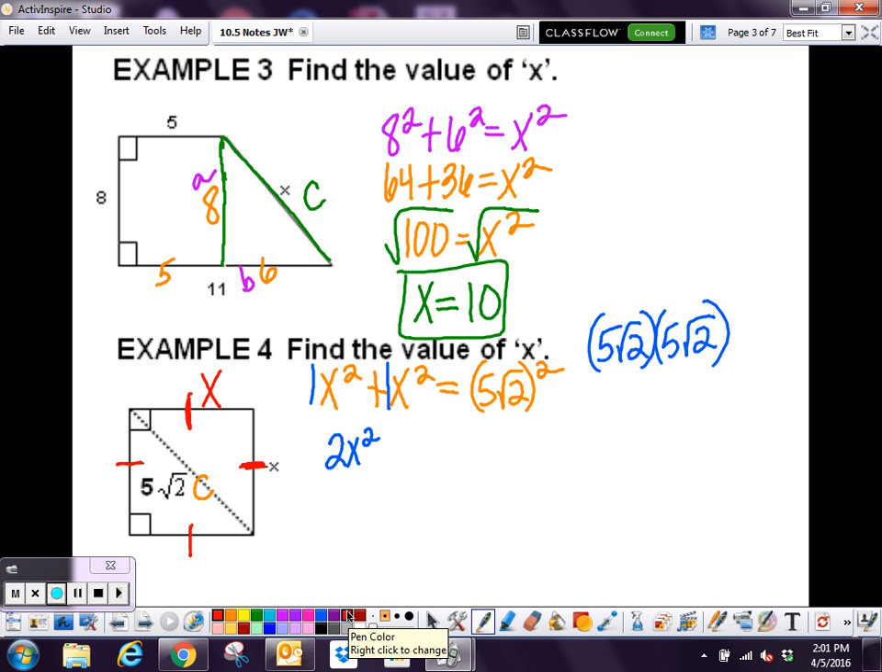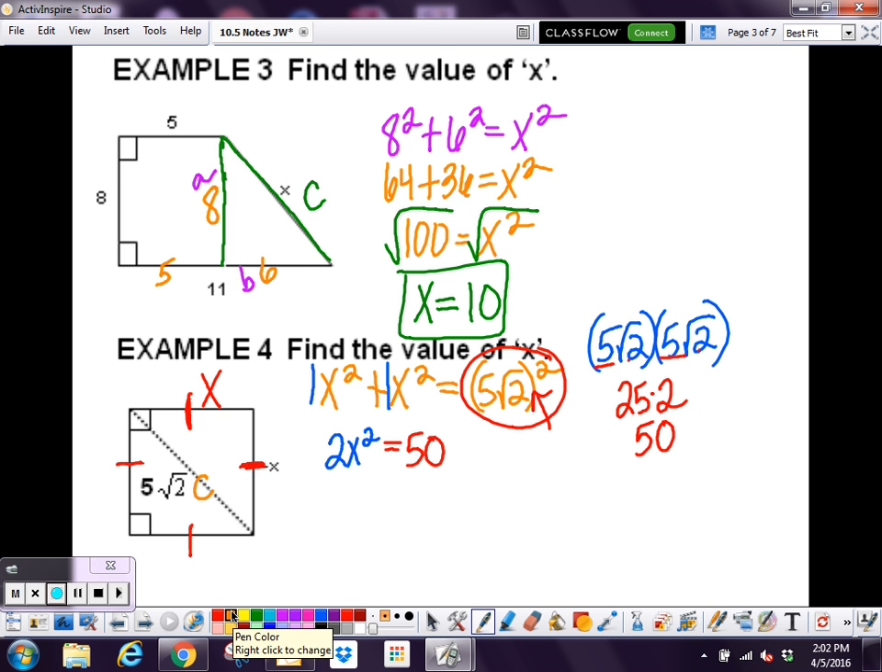So now I'm going to work this out. So now you should know how to do this from what we did the other day. You've got 5 times 5 is 25. Then I have square root of 2 times square root of 2. Remember, any square root times itself ends up being the number underneath. So square root of 2 times square root of 2 is 2, and 25 times 2 is 50. So I end up with 2x squared equals 50. Now anytime you end up squaring a square root like we are here, you're going to end up with a whole number. So if you need to type this whole thing, that whole part in your calculator, then just do that.